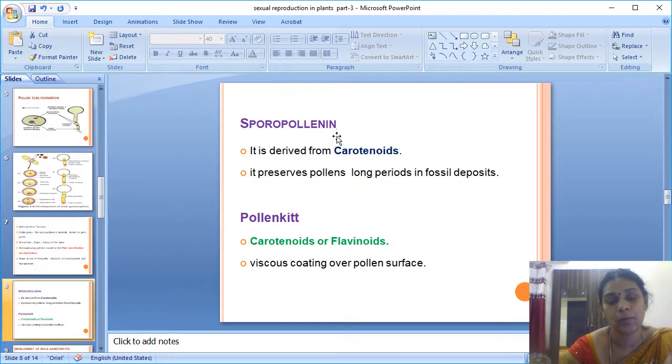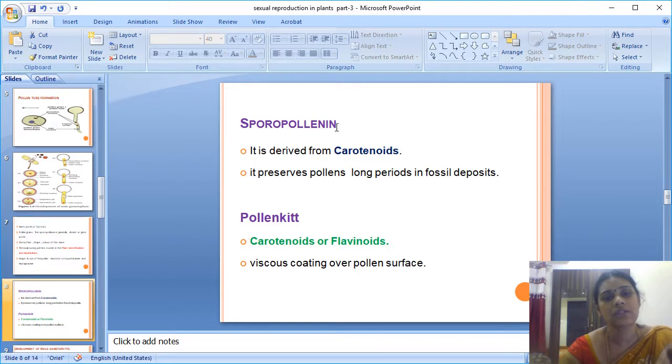What is that? That is sporopollenin. It is derived from carotenoids. It preserves the pollen for long periods in fossil deposits. Why is it preserving? You may ask the question: sporopollenin, why is it preserving the pollens in the fossils, ma'am? Because this sporopollenin is always resistant to high temperature, acidic digestion, alkali digestion, and enzymatic reaction. It resists all those things.